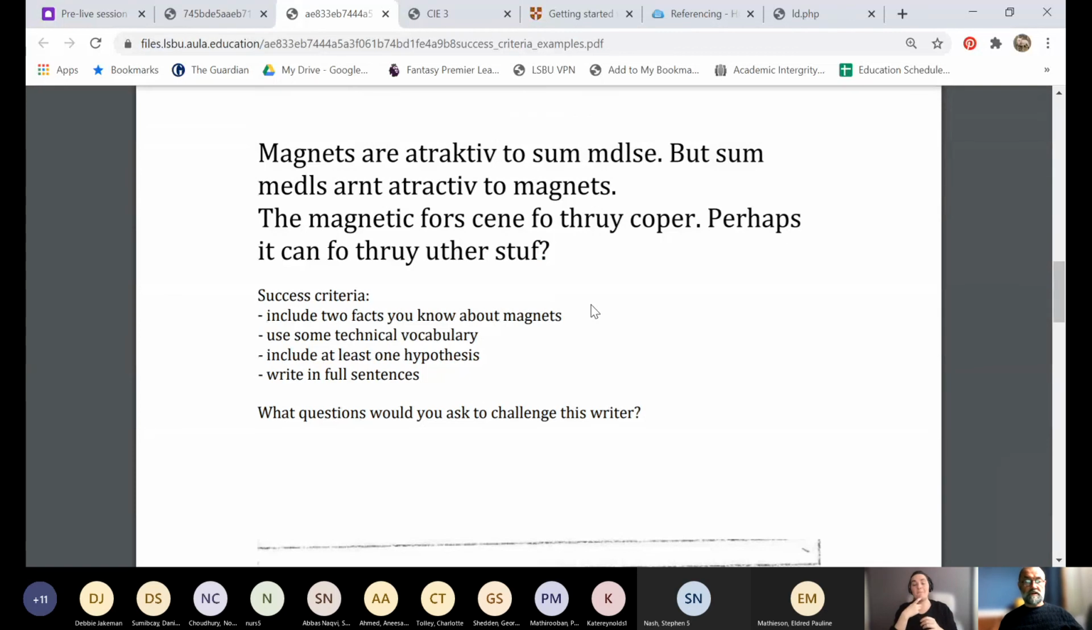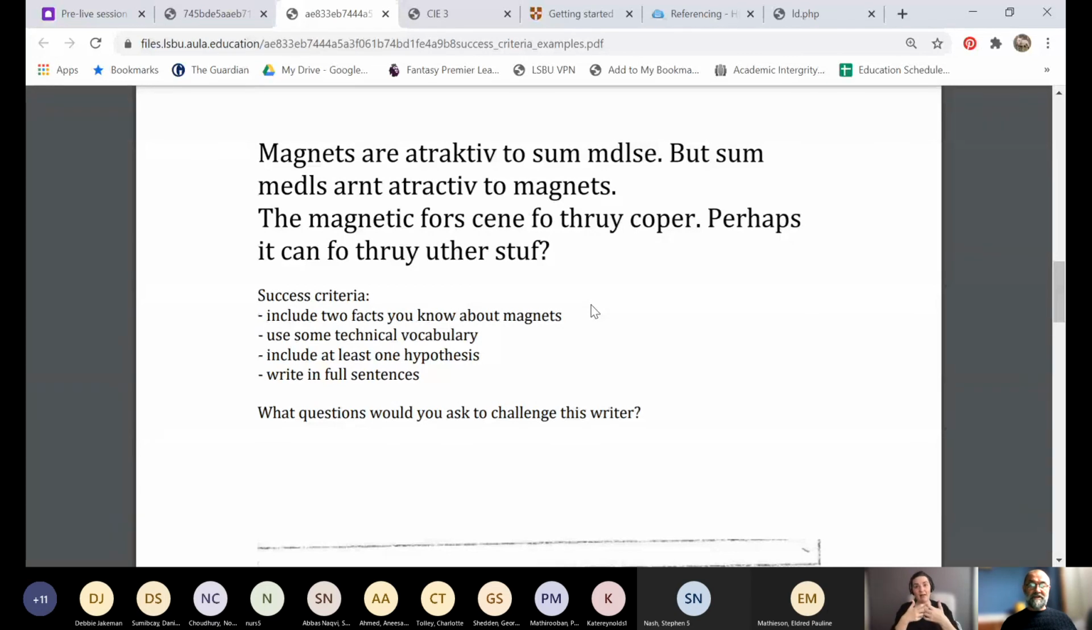So, success criteria. Has this child included 2 facts about magnets? Magnets are attracted to some metals, but some metals aren't attractive to magnets. The magnetic force can go through copper. Great, loads of facts. Does the child use some technical vocabulary? Attractive, which is a technical term in terms of magnetism. Force, copper, metals, all of those are technical vocabulary words.